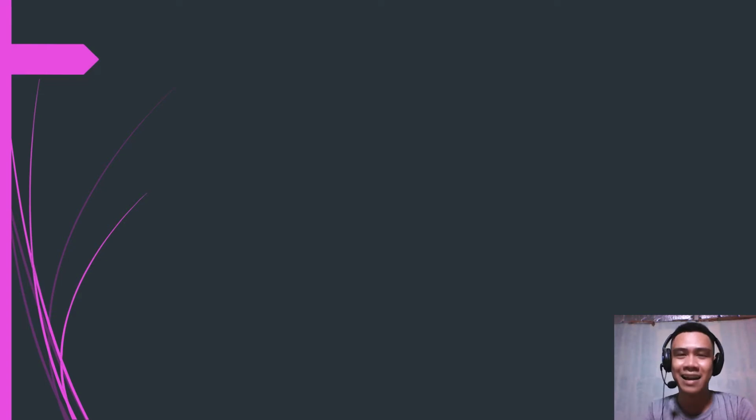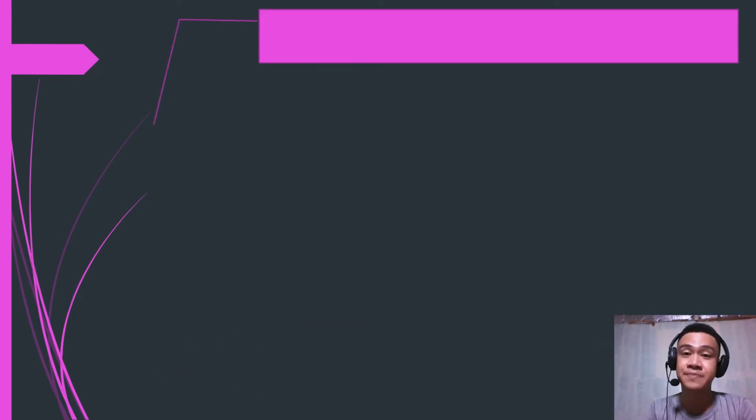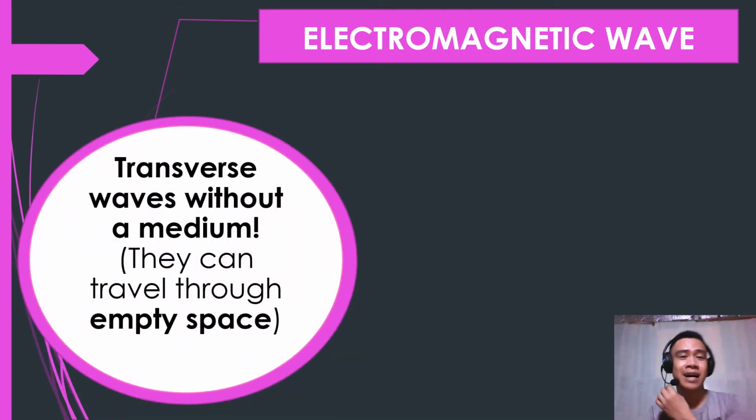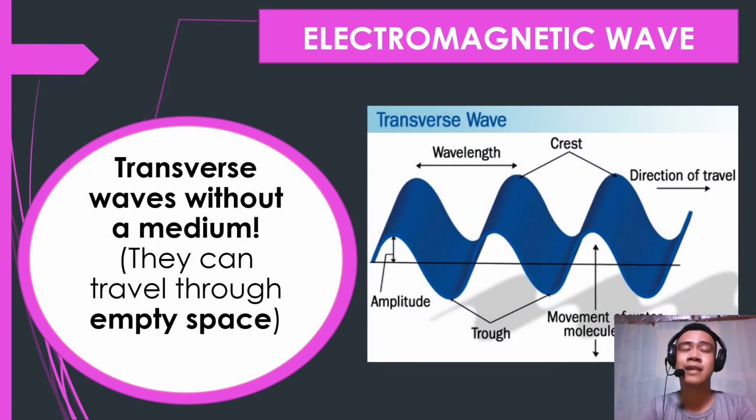an electromagnetic wave. There you go. So when we say electromagnetic wave, it is what? Transverse waves without a medium. They can travel through empty space. So an electromagnetic wave can travel through anything, be it air, a solid material, or vacuum. It doesn't need a medium to propagate or travel from one place to another.